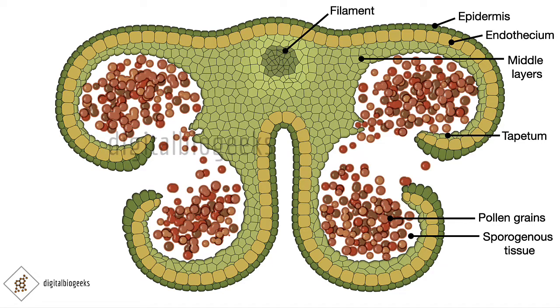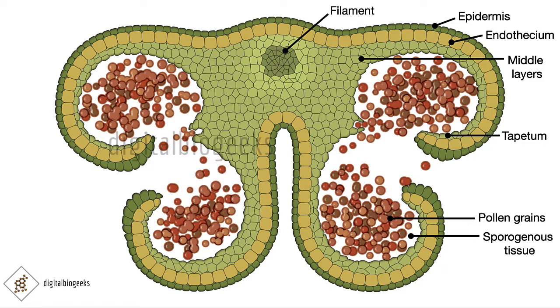Microsporangia is present in young anther. When the anther matures, it is called pollen sac. Here you can see these are the pollen sacs. This is a mature anther, but in a young anther, these pollen sacs are called microsporangia. When the anther matures, it is called pollen sac.